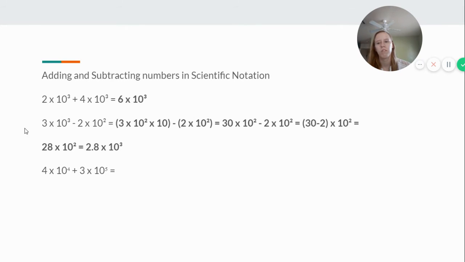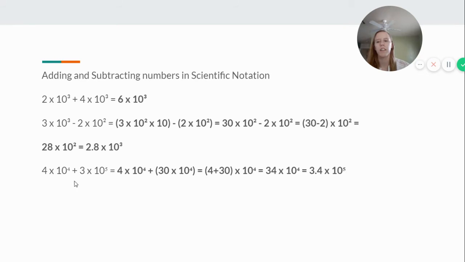What about subtracting? Well, it's a lot of steps, but we're going to break it down so that we have the same power of 10 here: 3 times 10 to the second, minus 2 times 10 to the second. So we'll rewrite it as 30 times 10 to the second minus 2 times 10 to the second, which then gives us 30 minus 2 times 10 to the second. So we have 28 times 10 to the second, but we know that that's not scientific notation. So we move our decimal point and make it a number greater than or equal to 1 but less than 10, and then to the power of 10 to the third here. So a lot of steps, but really simple once you break it down.